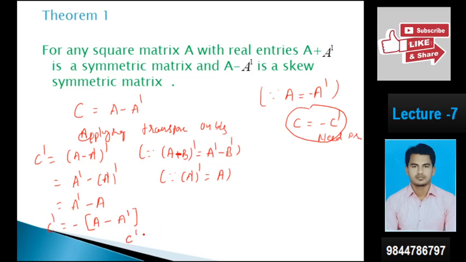Now C dash is equal to minus C, because A minus A dash is C. Or else we can also write C equal to minus C dash. Therefore C is a skew symmetric matrix. So this is the proof.